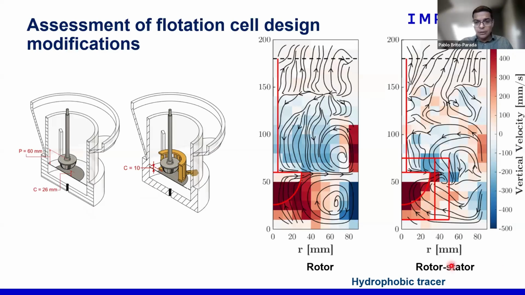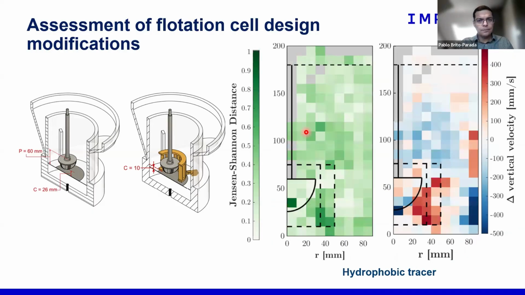In here, for the valuable mineral and the hydrophobic tracers, you can see exactly what happens. Those loops that we typically see in rotor systems actually change once we have the stator. We're concentrating a lot of the energy around the impeller, constrained by the stator. And that has some advantages as well, but we can, again, quantify them and understand them. Again, for the hydrophobic tracer, but then trying to get a difference in velocity for different tracers, again using Jensen-Shannon distance to do that, understanding where those differences are.